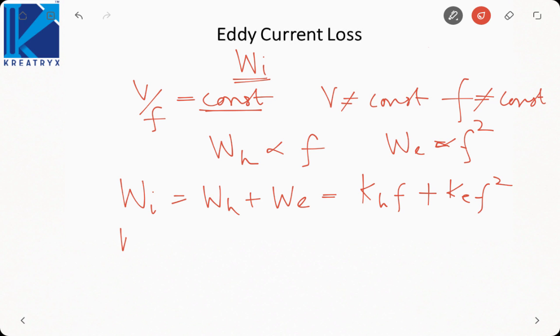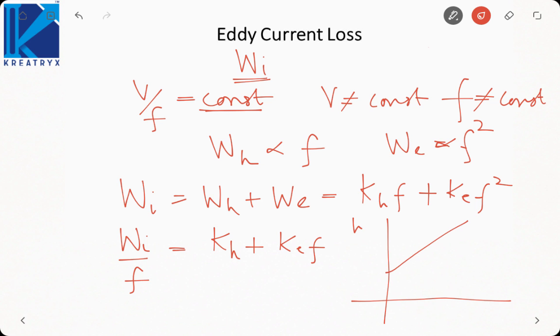So if you take Wi by F, then it will be Kh plus Ke into F. Now if you plot the graph between Wi by F versus frequency, it will be a straight line. The slope of the straight line would be Ke and the intercept would be Kh. So that is how we can determine Kh and Ke while plotting Wi by F versus F.